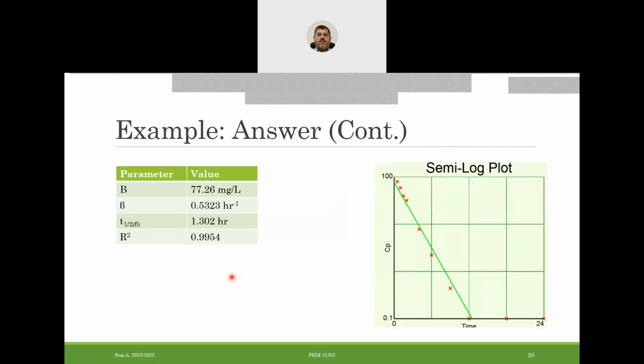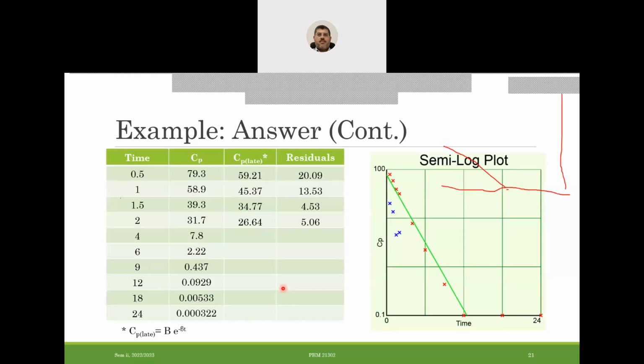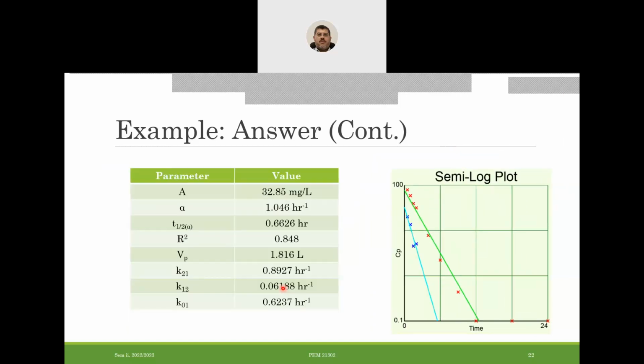So B is calculated before, from the extrapolation of the linear phase, the second phase, the beta phase. I calculated B from its slope, and the half-life is 0.693 divided by the beta value. Okay. So now I have A and B values, I have alpha and beta.